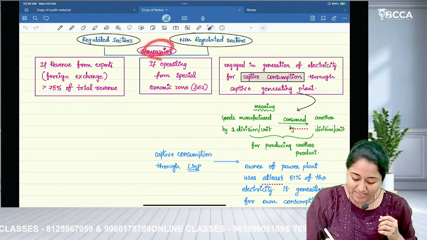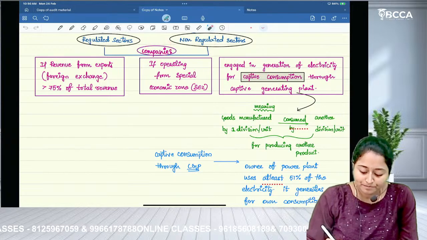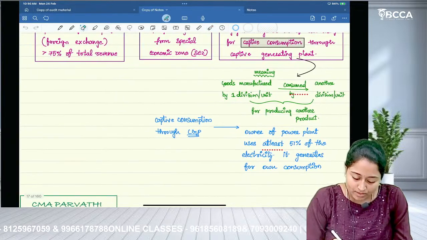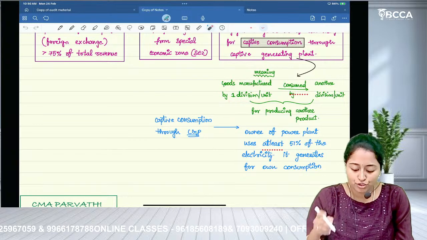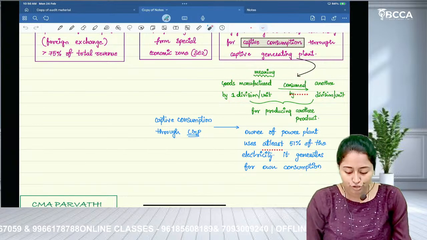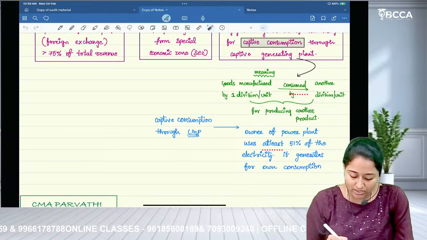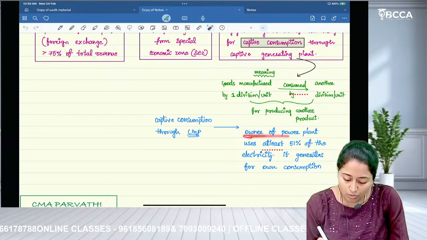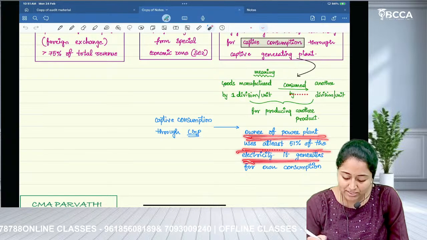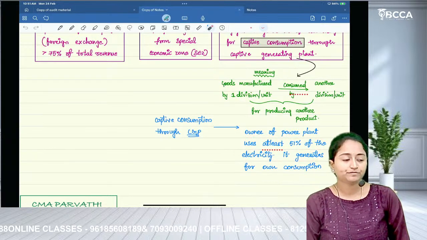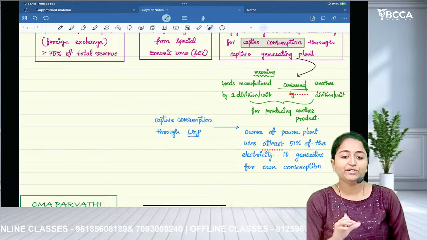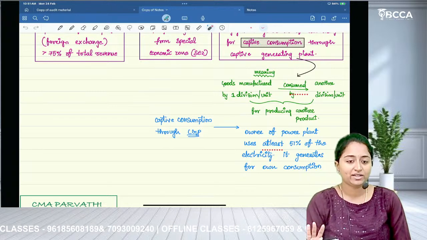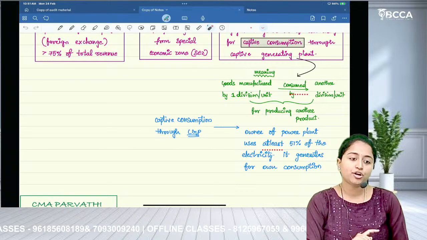If any company is engaged in generation of electricity for captive consumption through a captive generating plant, meaning goods manufactured by one division or unit are consumed by another division or unit for producing another product. CGP is captive generating plant. The owner of the power plant uses at least 51% of electricity generated for own consumption. So whatever electricity is generated, 51% is self-consumed. Then for those kinds of companies, rule 4 is not required, meaning cost audit need not be done.